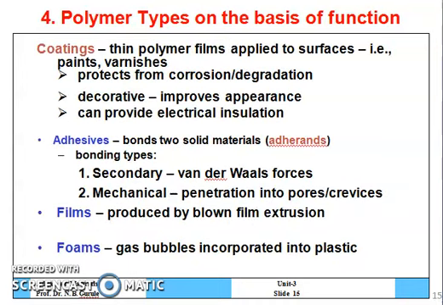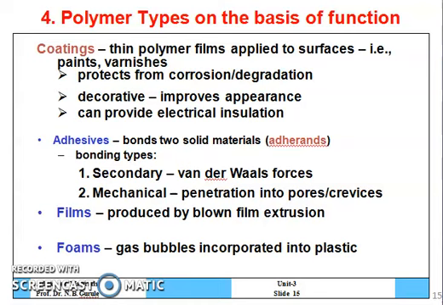The second category of polymer product is a coating. A thin polymer film is applied on the surface in the form of paints or varnishes. The main objective is to protect the surface from corrosion and degradation, or to decorate the surface to improve the appearance, or to apply electrical insulation on a metallic material. So that may be the reason for applying a polymer coating on the part.